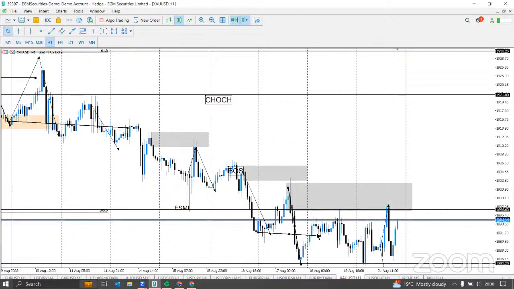Since it broke this initial structure, what is my reference move? My reference move is this. Anything that happens inside here is internal structure. Why? Because it either breaks the previous high or the previous low to continue lower. That's when I'll continue seeing it as a downtrend and a continuation lower. But anything that happens between here and here is internal structure.